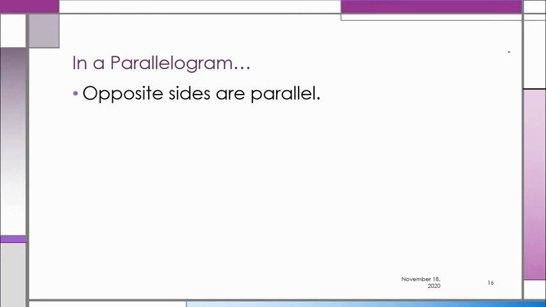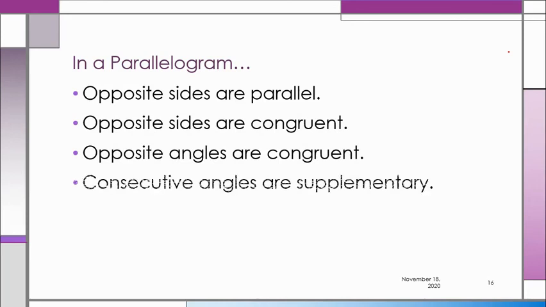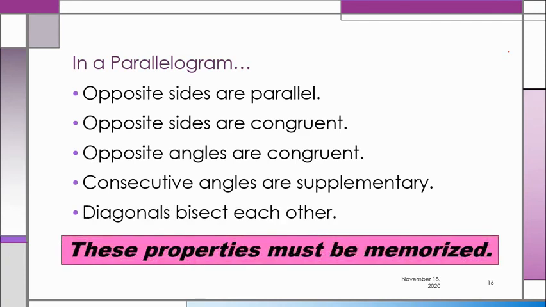So in a parallelogram, we have opposite sides are parallel, opposite sides are congruent. That means they're equal to each other. The opposite angles are congruent. They equal each other. Consecutive angles are supplementary. That means they equal 180. Diagonals bisect each other. These properties must be memorized in order for you to do the problems.